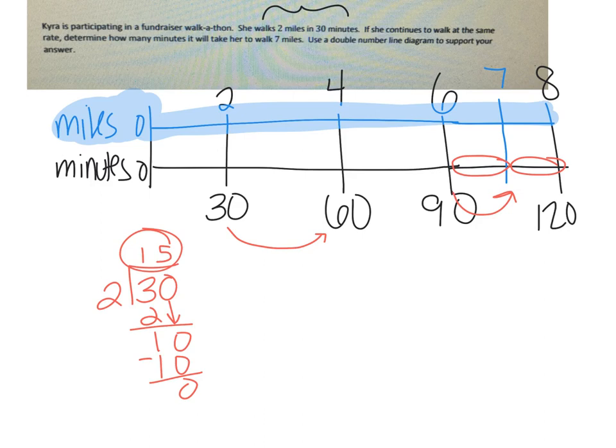So to figure out what value matches with the 7, I have to count by 15. 90 plus 15 is 105. So it will take her 105 minutes to walk 7 miles.